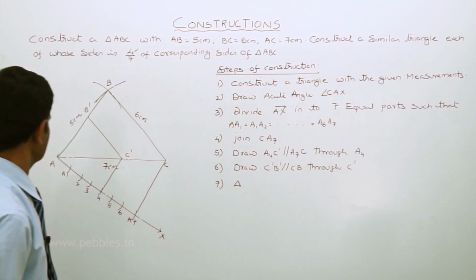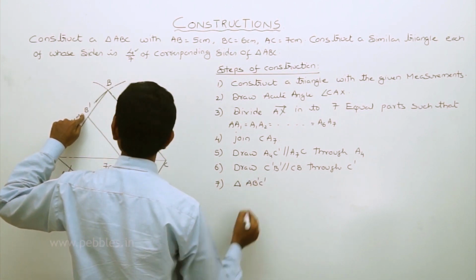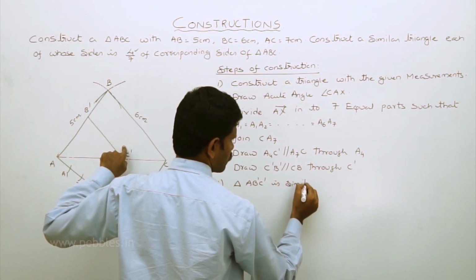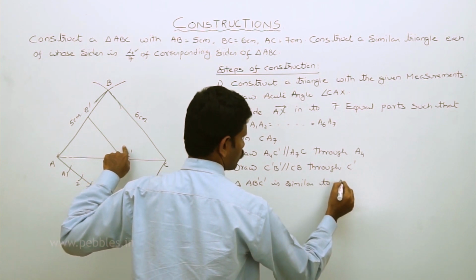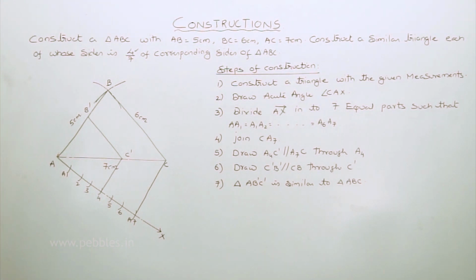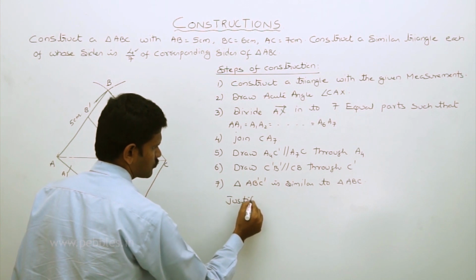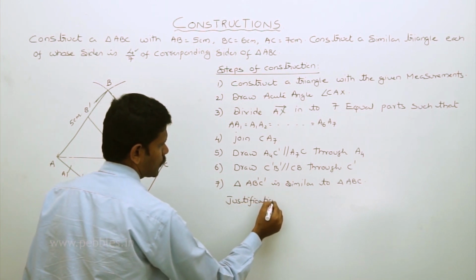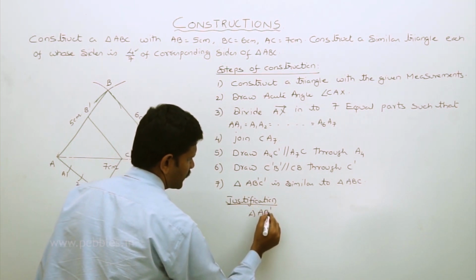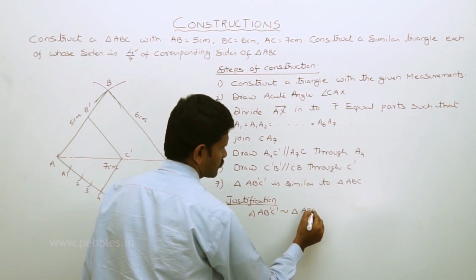Triangle AB'C' is similar to triangle ABC. Justification: triangle AB'C' is similar to triangle ABC.